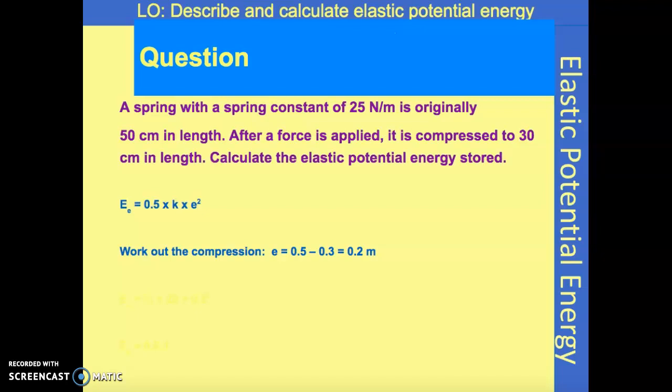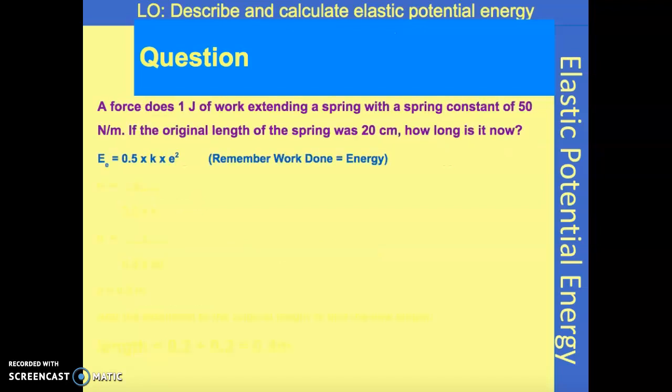Pop all of that into the equation, so that's a half times 25, because that was given to us in the question, times 0.2 squared, and everything into the calculator, and we get 0.5 joules. Alright, so try this one. Remember, work done is equal to your total energy.